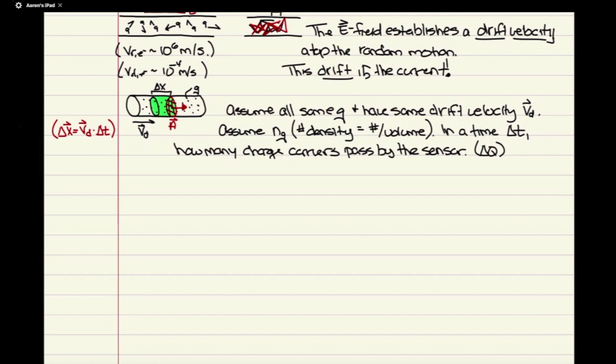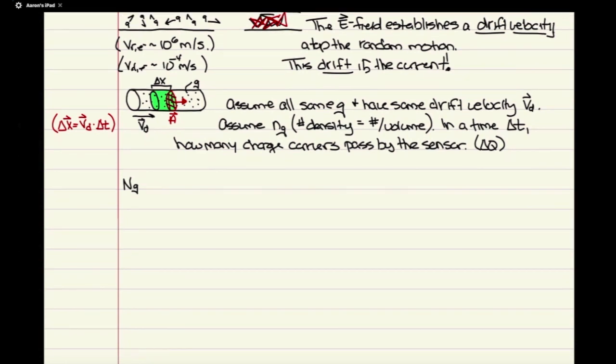Well, that cylindrical shape, which I keep saying cylinder just because that's the way I've drawn it, but it could be any arbitrary shape. The number of charges in that volume that I've drawn in green is just going to be the density of charge, so that's charge per volume, times the volume of that region. So in this case, this is the volume of that green cylindrical region.